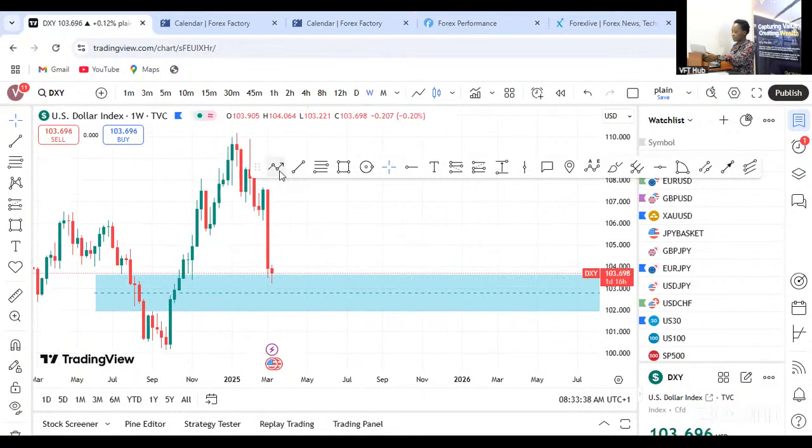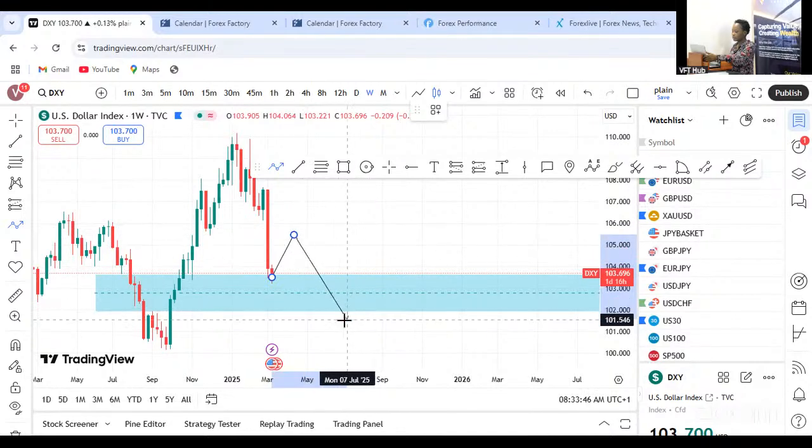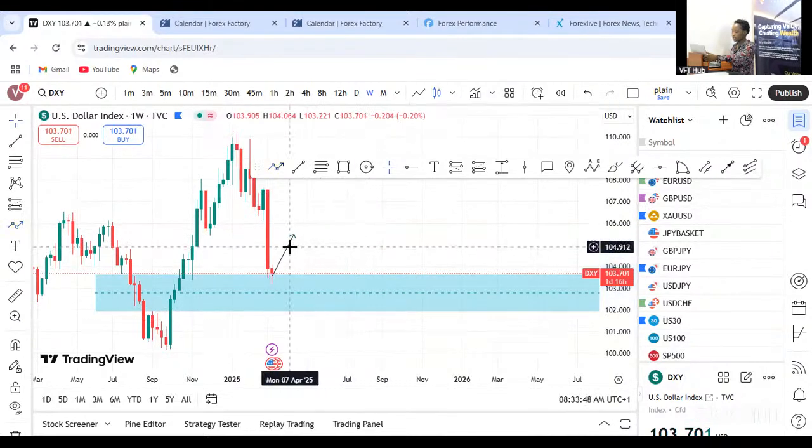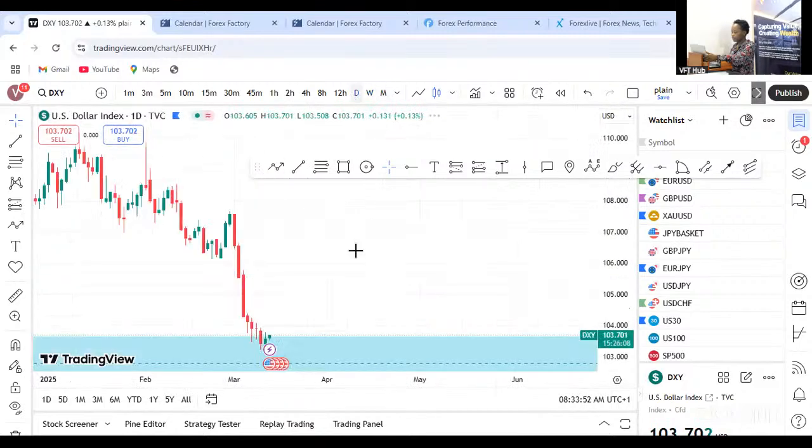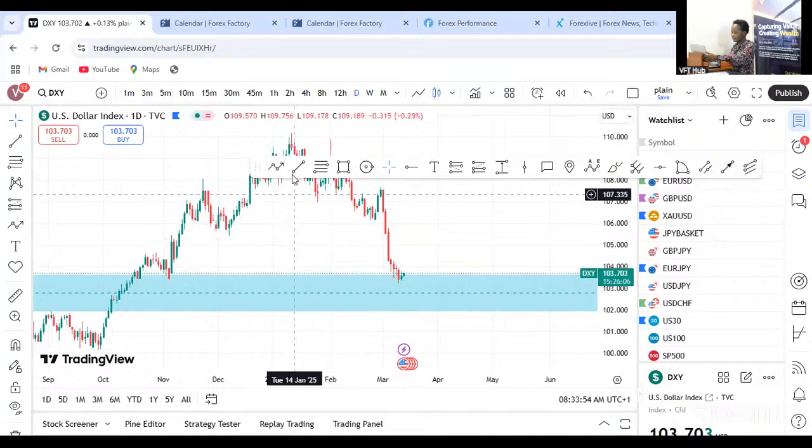So what I'm seeing is this. There's going to be a reaction from where price is into the zone, and then we're going to be watching to see if price is going to be able to break below this level. So short term, I expect retracement on DXY. On the daily time frame, you can see that price is currently in a support level.